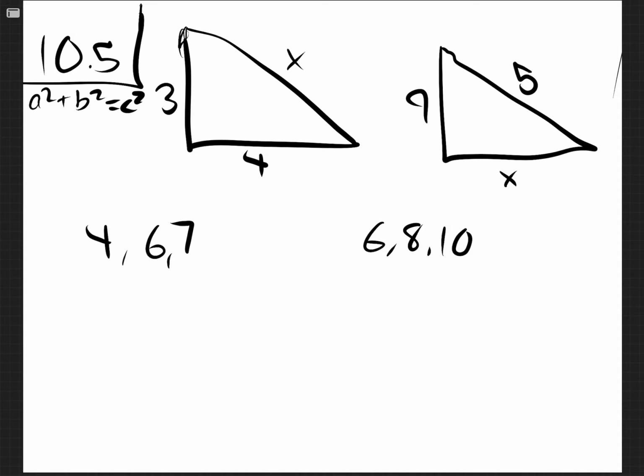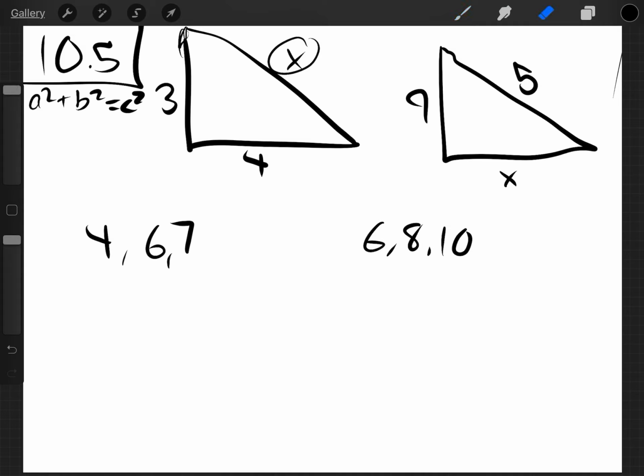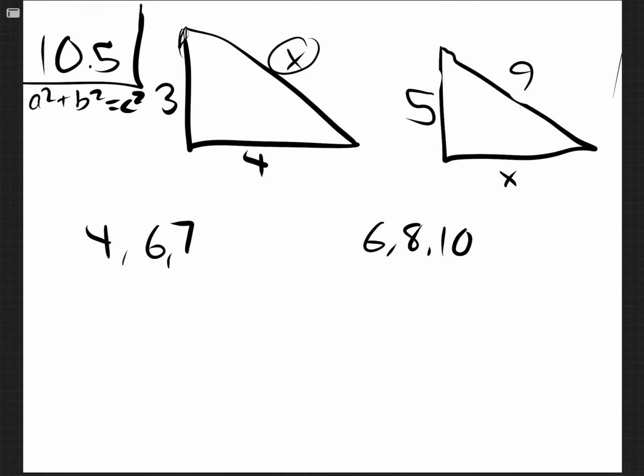So the two smaller sides are the two legs, or a and b, and the larger side, where x is right now, is the hypotenuse. The hypotenuse must be larger than the two legs, so I actually noticed that I made a mistake over here. That's supposed to be 9 and 5, since the hypotenuse is always larger than the two legs. But let's get into solving for this.